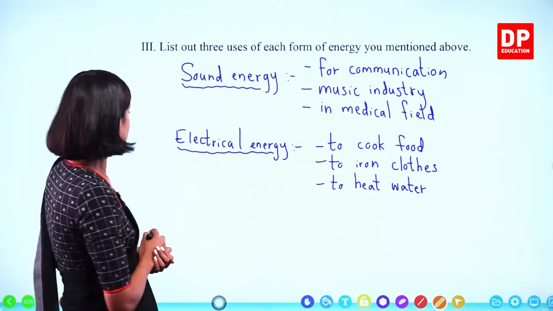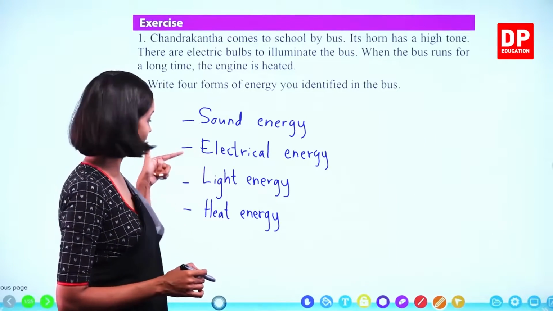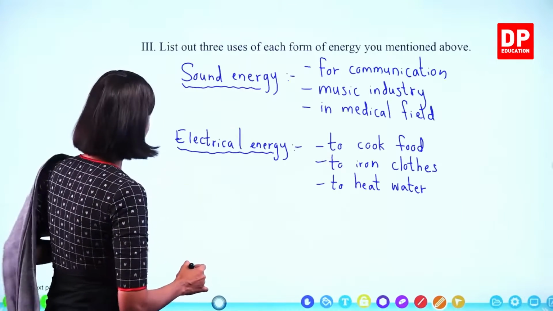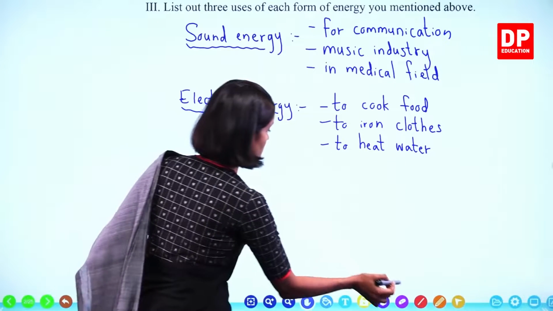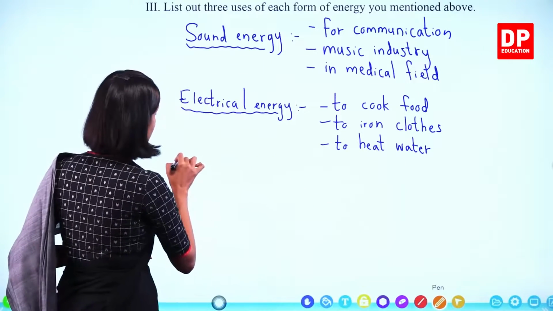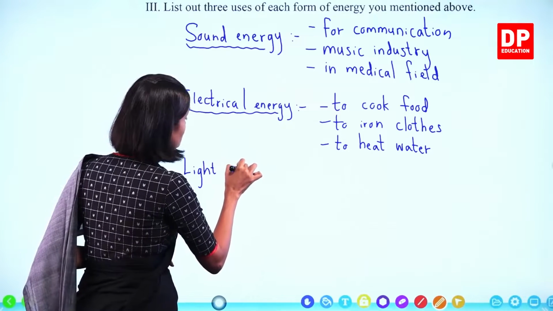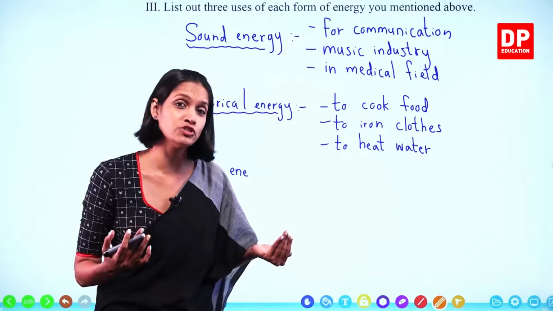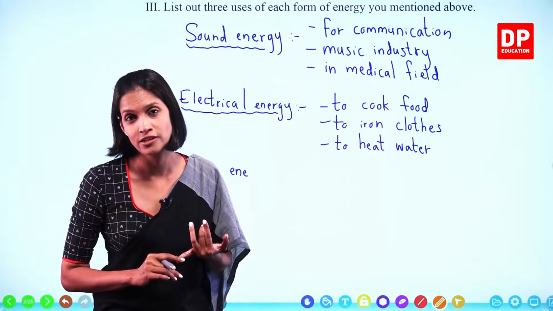Okay, children? Next type of energy we mentioned here, light energy, and then heat energy, right? So first we will write light energy. What are the uses of light energy, children? What is the main use of light energy that takes place in the environment? You all know photosynthesis process. Light energy is very important, right?